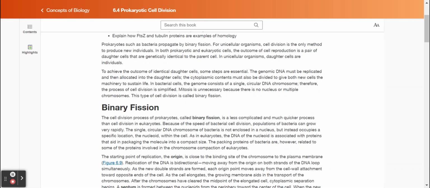To achieve the outcome of identical daughter cells, some steps are essential. The genomic DNA must be replicated and then allocated into the daughter cells. The cytoplasmic contents must also be divided to give both new cells the machinery to sustain life. In bacterial cells, the genome consists of a single circular DNA chromosome. Therefore, the process of cell division is simplified. Mitosis is unnecessary because there is no nucleus or multiple chromosomes. This type of cell division is called binary fission.